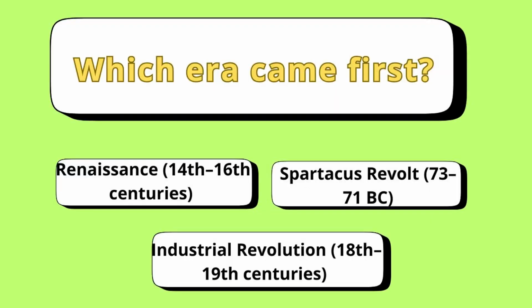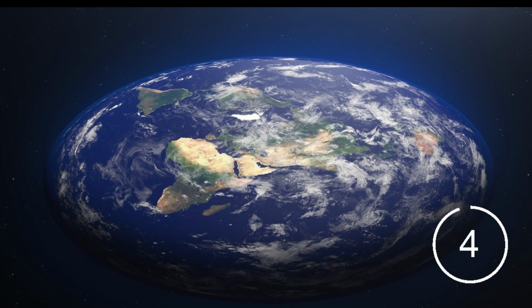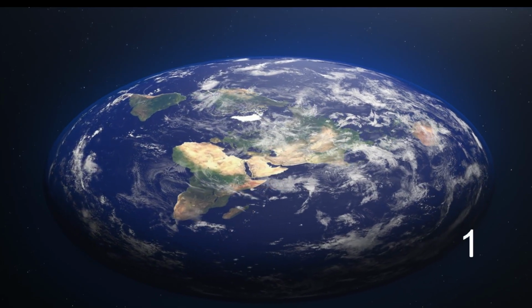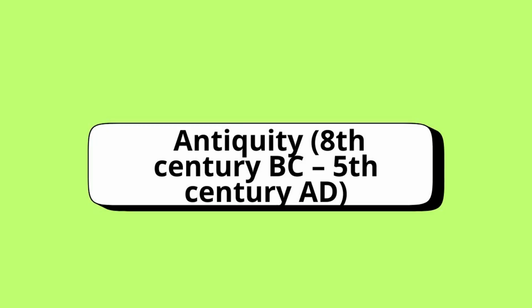Which era came first? A. Renaissance 14th-16th centuries. B. Antiquity 8th century BC, 5th century AD. C. Industrial Revolution 18th-19th centuries. Antiquity 8th century BC, 5th century AD.